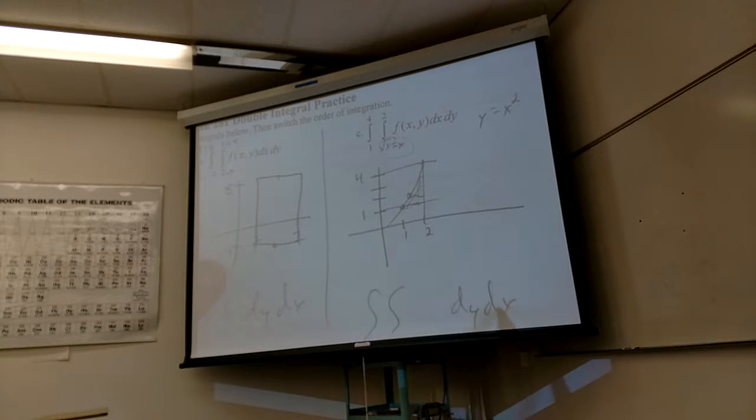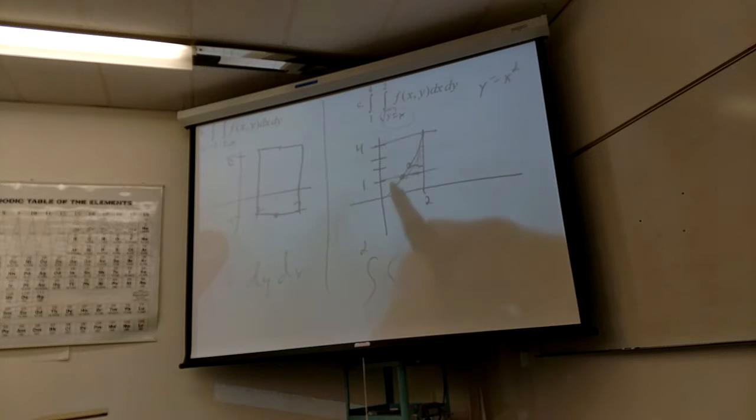So as x goes from 1 to 2, y is going to go from this wall, crap, I can't go straight up, from this wall to that wall. What's this wall? 1. y equal 1. And this wall, of course, is y equal x squared.